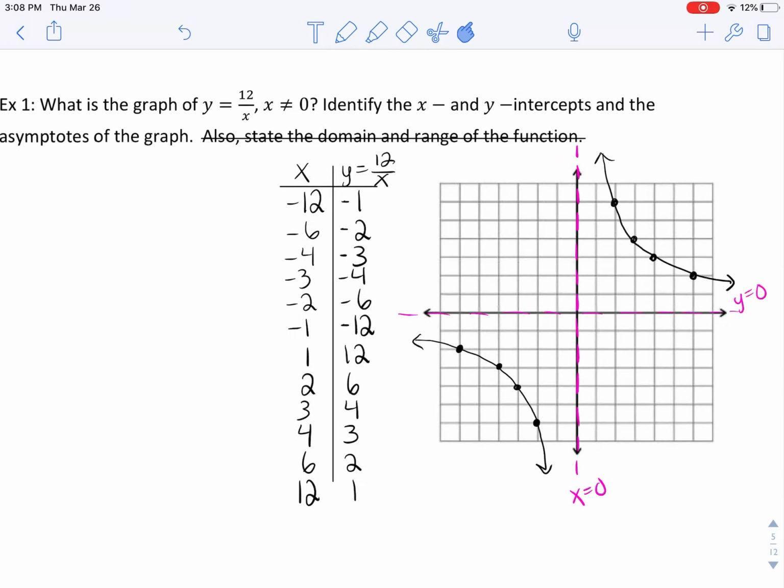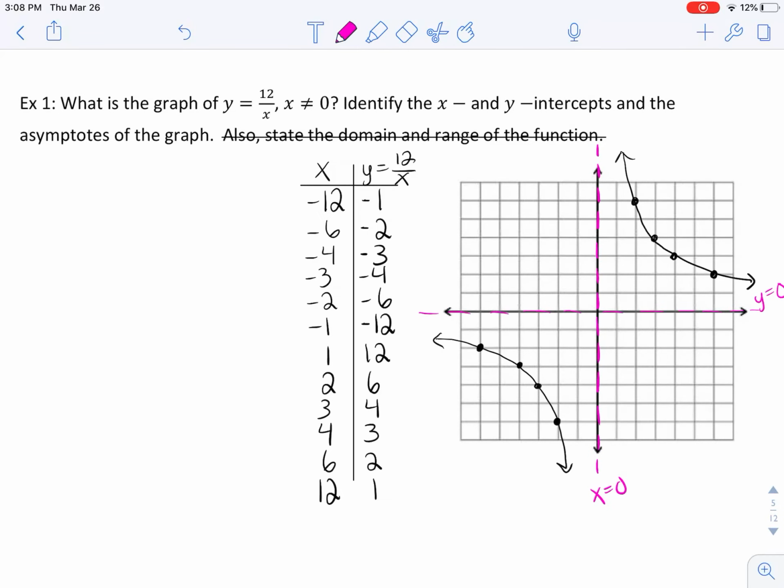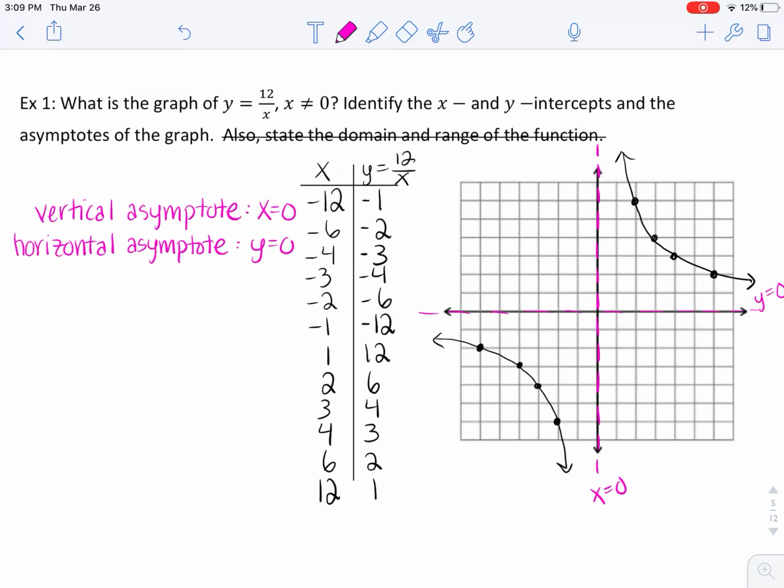So there's our graph. It asks to identify the x and y intercepts and the asymptotes of the graph. So I already told you the asymptotes. In this example, the vertical asymptote is x equals 0. And our horizontal asymptote is y equals 0.